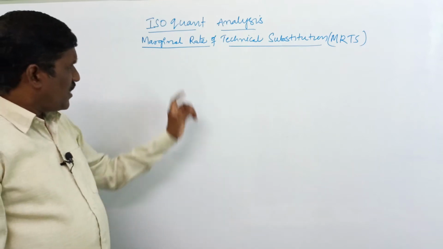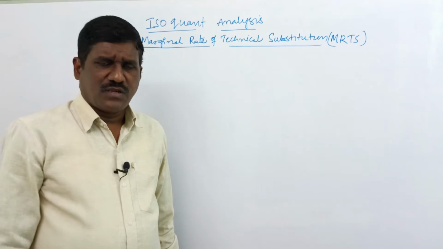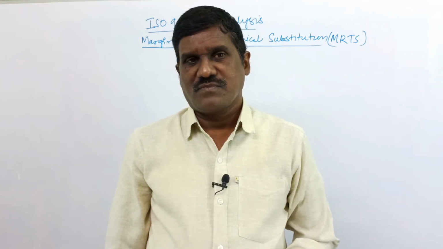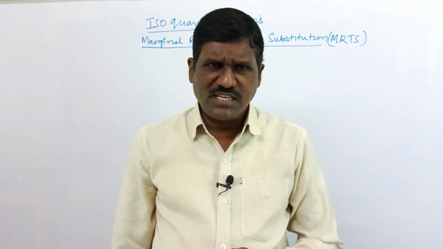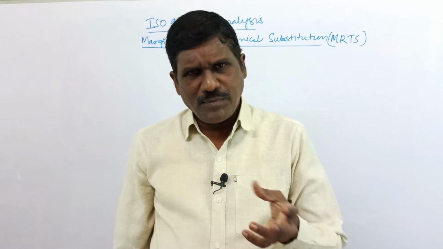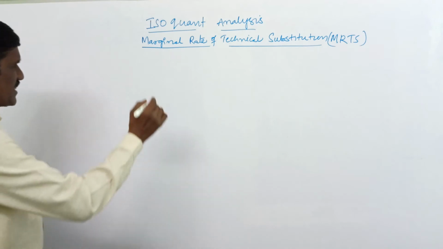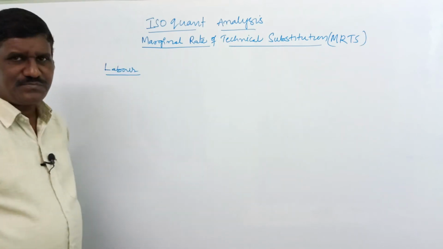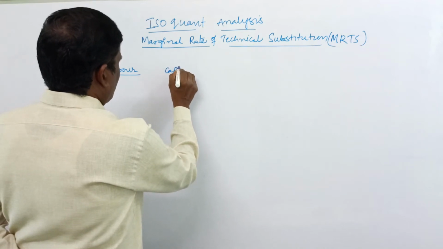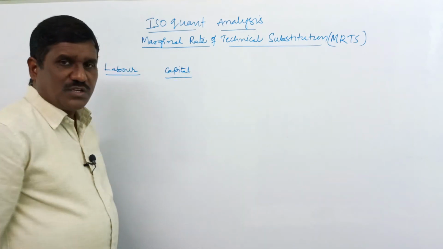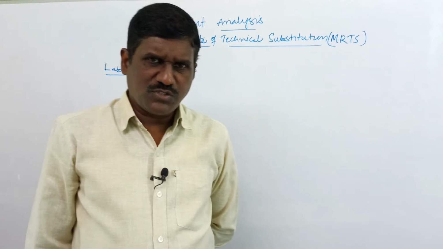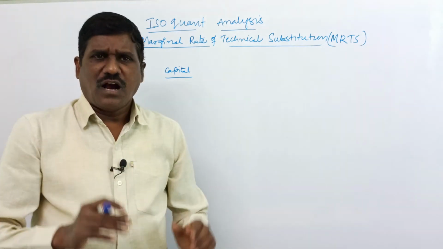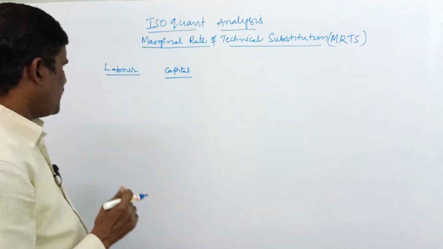In the isoquants analysis of the marginal rate of technical substitution, MRTS, the producer wants to produce with the help of two combinations of factors. The producer wants to produce goods or services. It is a combination of two factors of production, suppose labor and capital. By using labor and capital, he produces the goods. Try to understand how the marginal rate of substitution works here.